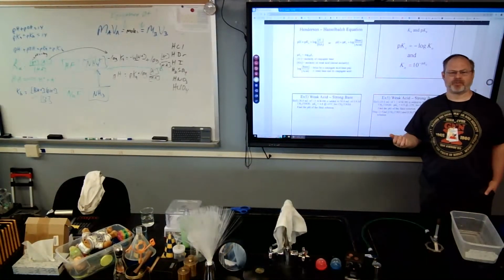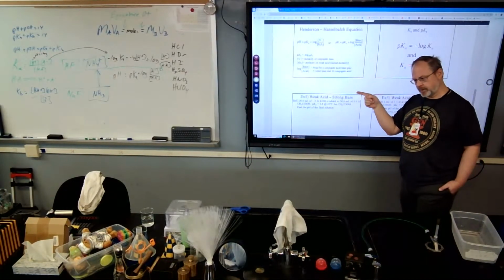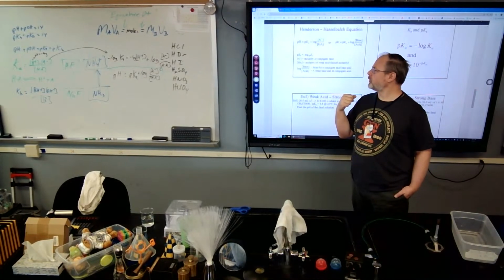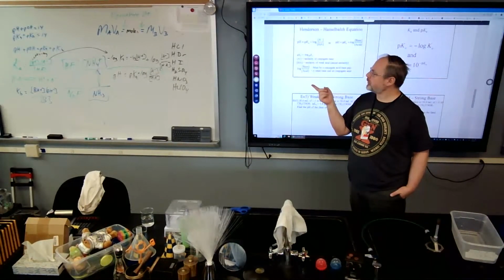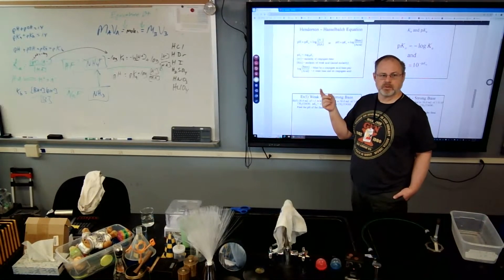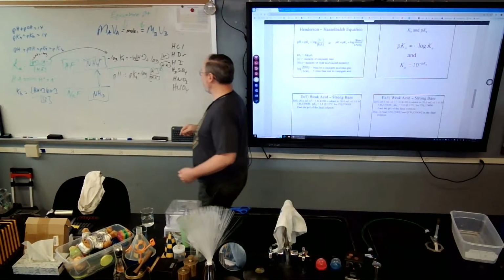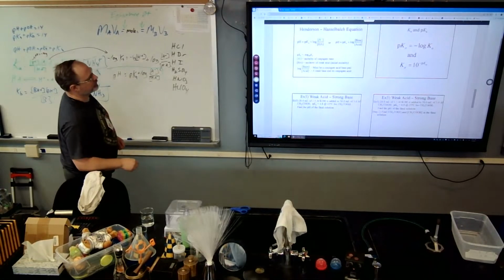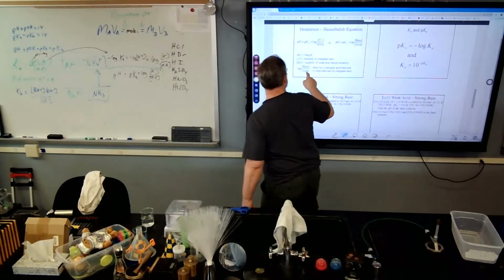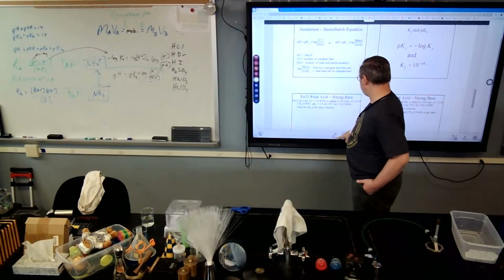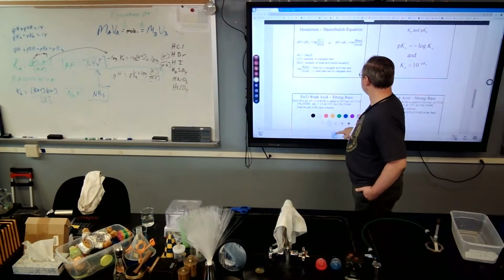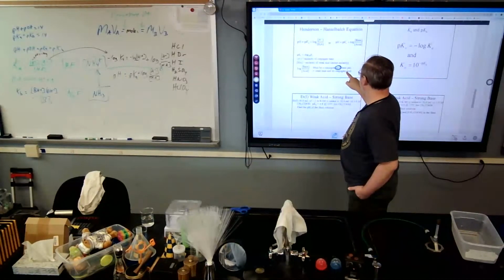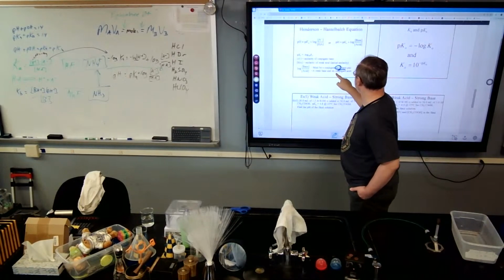If you want to make a perfect buffer, which is what we're going to do next week, all you do is put both those things in the same solution. Just a little preview. I'm going to make a buffer. To make a perfect buffer, what you need is an acid and its conjugate base.